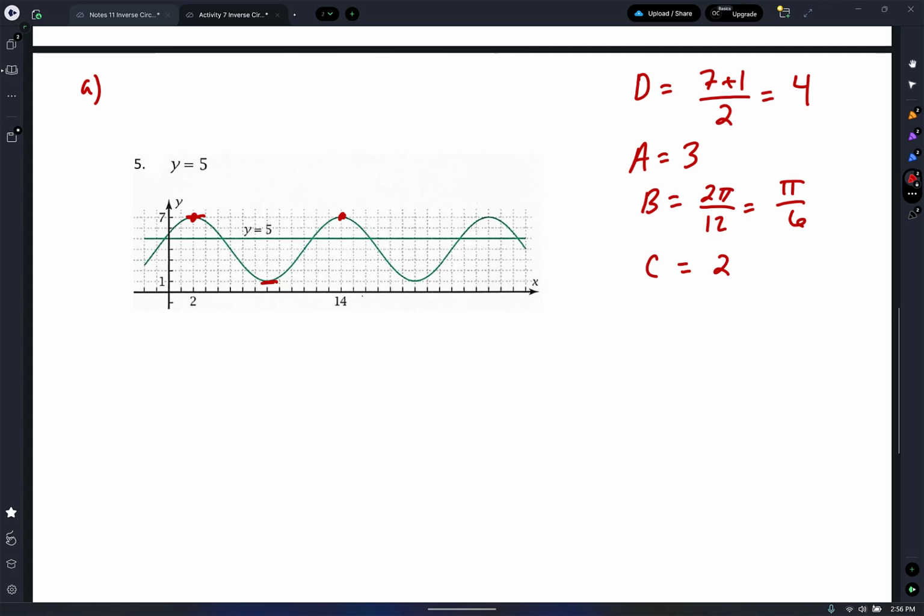So here's my equation. Y equals, amplitude is 3. As you can see, you got to know how to get the equation of those curves, guys. Cosine, parenthesis, pi over 6, close, x minus 2, close. And what's the midline? 4. 5 is not the midline. 5 is what they want you to set equal to and solve. Are we okay?